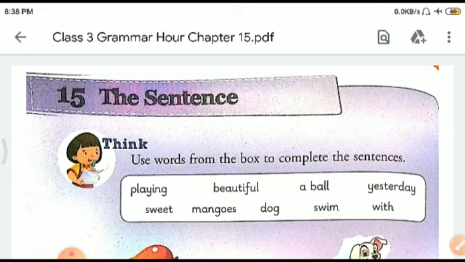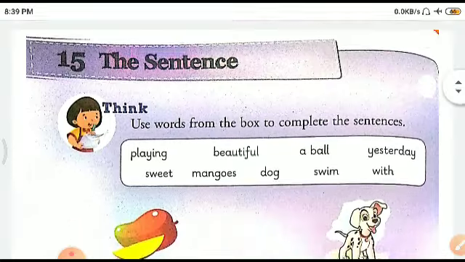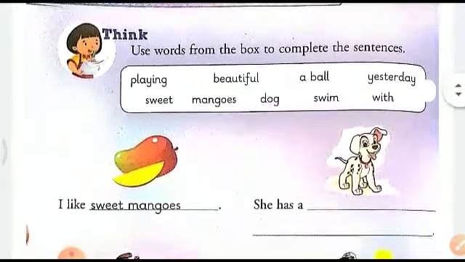Children, I welcome you all to this session of English grammar, in which today we will be studying the chapter sentences. Children, you know sentences are formed by mixing together a lot of things to make a complete sense, right? Let us do this simple exercise in which we have to use words from the box to complete the sentences. In the box there are some words: playing, sweet, beautiful, mangoes, dog, a ball, swim, yesterday, with. And then there are a few sentences at the bottom. Let us make them by using these words.